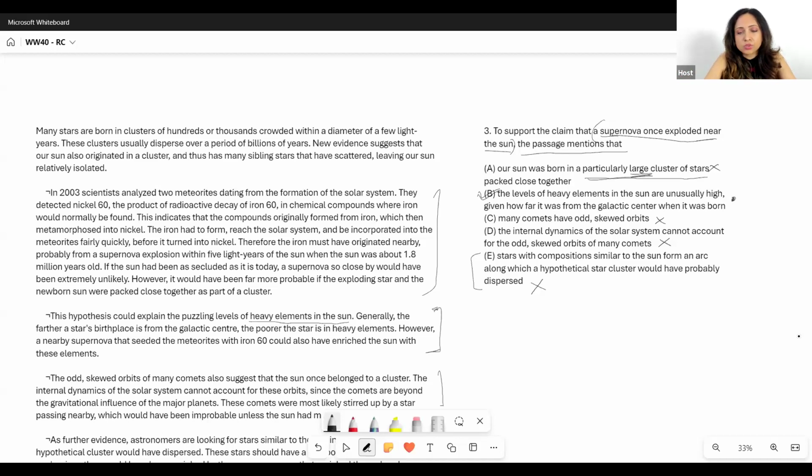Yeah, everything is going to be interconnected, of course. And sometimes, once in a while, an RC set would have a question which looks exactly like a critical reasoning question. Very possible, right?